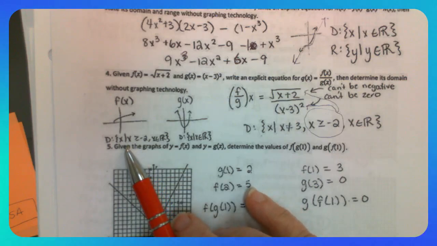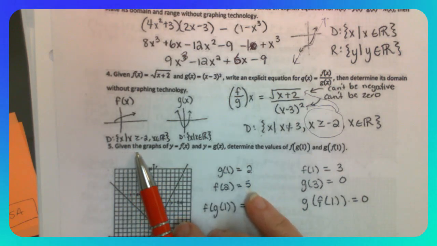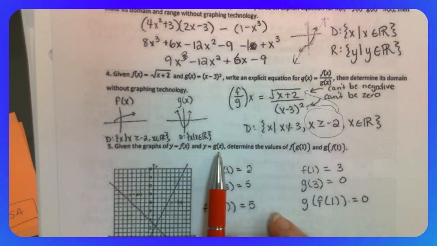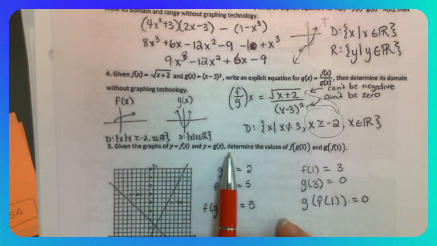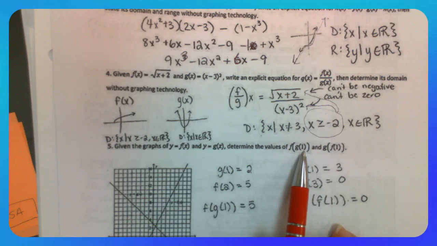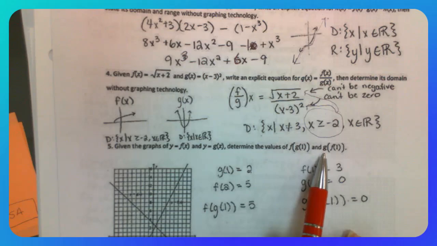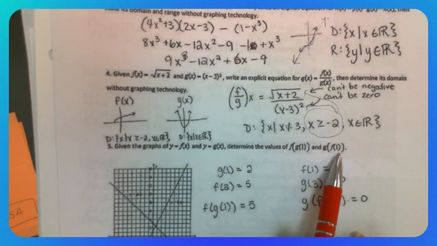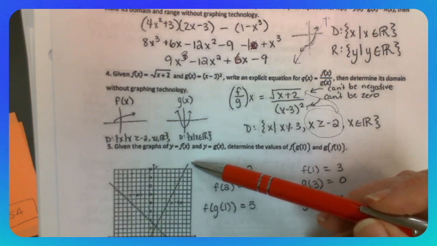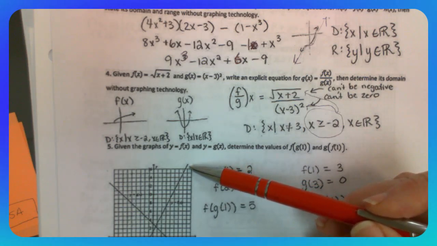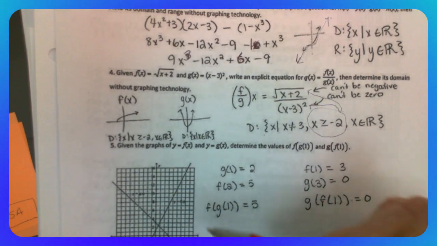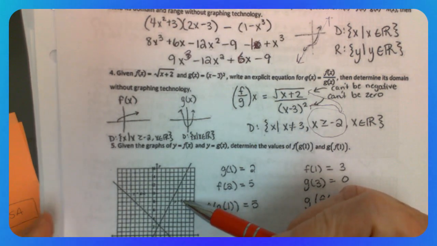All right, number 5, given the graphs of y equals f of x and y equals g of x, determine the values of f of g of 1 and g of f of 1. All right, let's see. I can't see which one's which. All right, I think this is f of x.